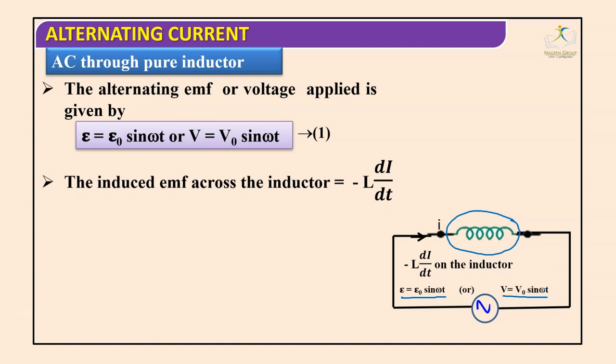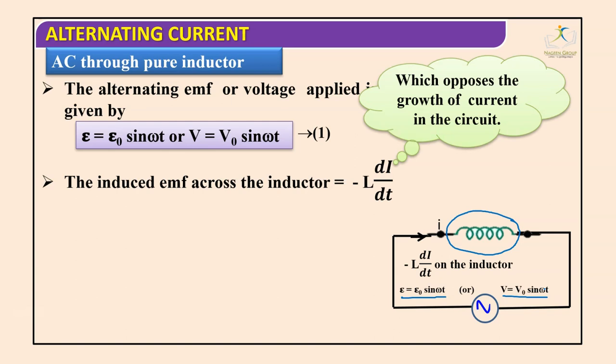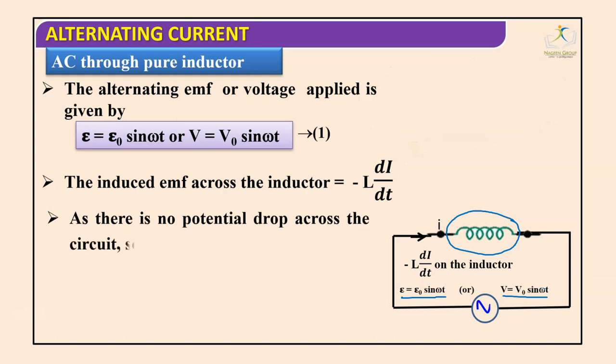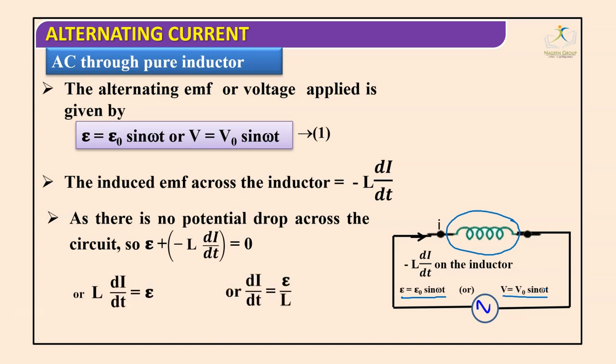The induced EMF across the inductor is minus L dI by dt, which opposes the growth of current in the circuit. So as there is no potential drop across the circuit, E plus minus L dI by dt is equal to 0. L dI by dt is equal to E, or we can say that dI by dt is equal to E by L. So dI by dt is equal to E naught by L sine omega t, where E is equal to E naught sine omega t. So dI is equal to E naught by L sine omega t dt.